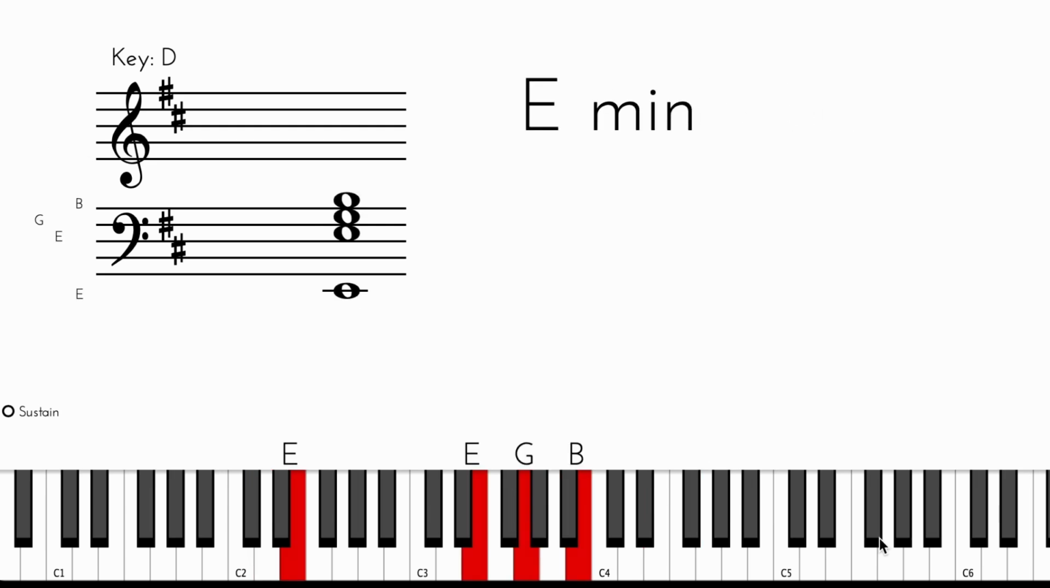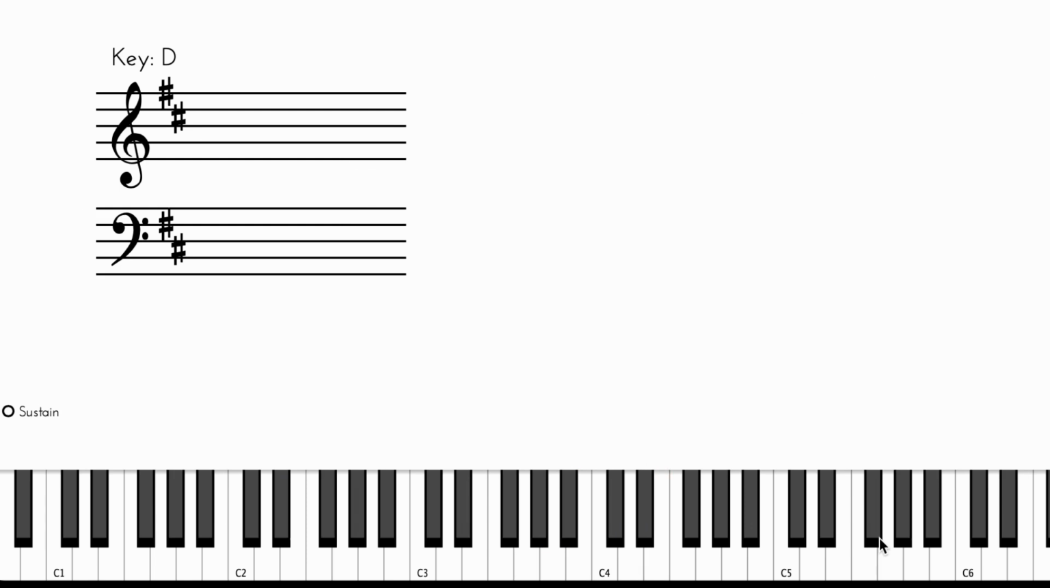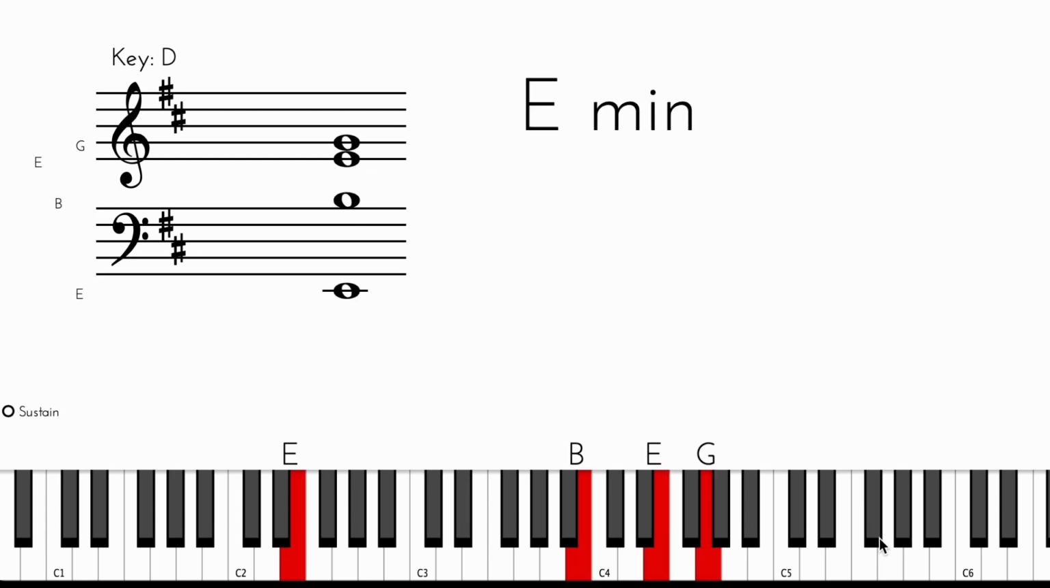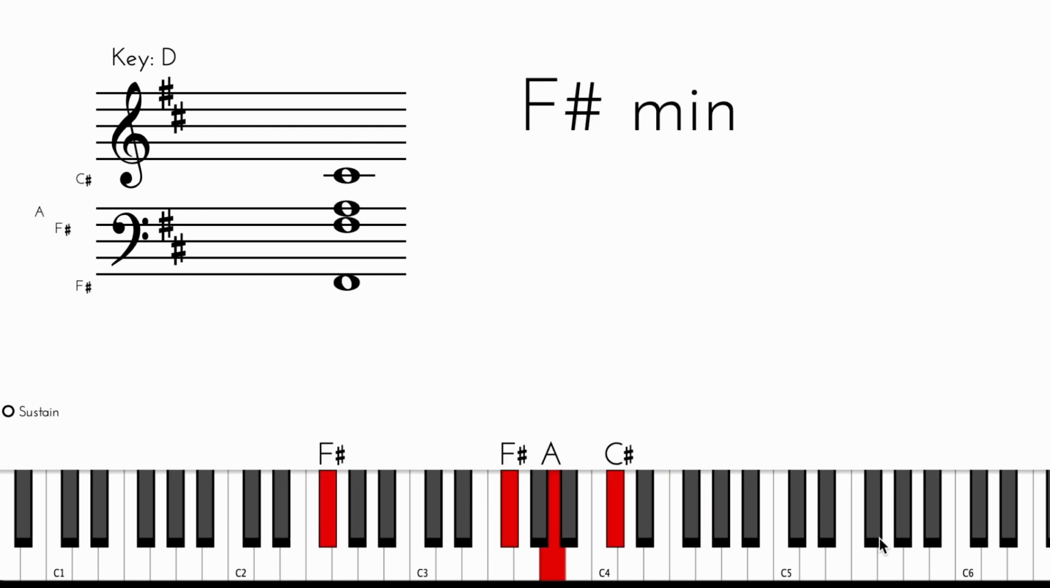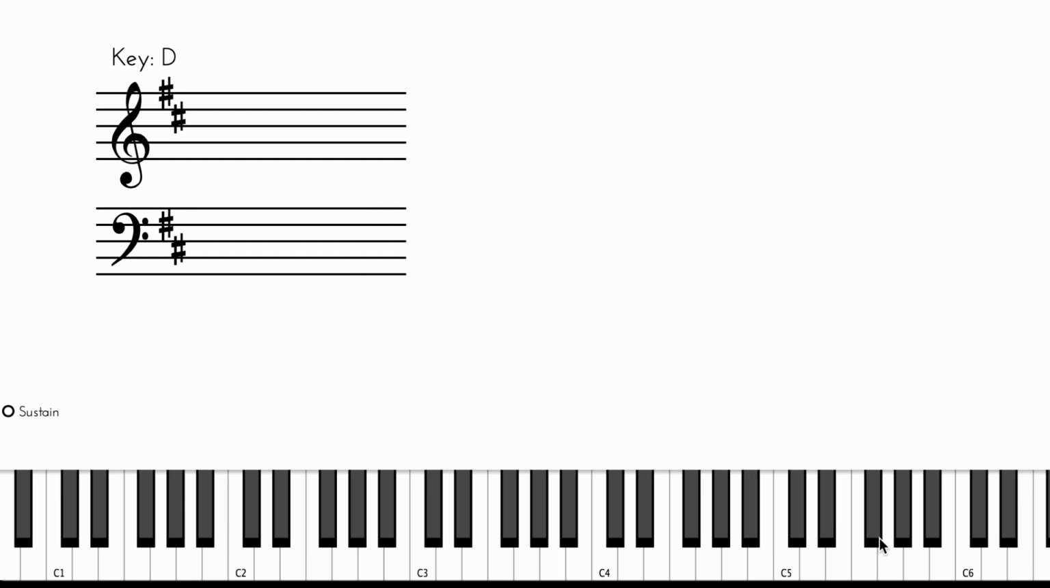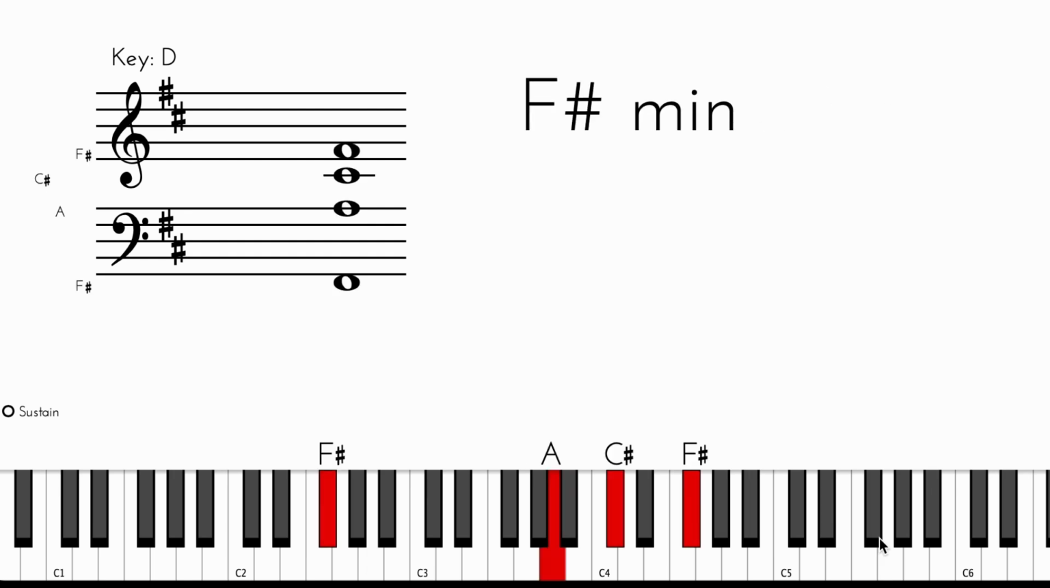Root chord, we're on 2. First inversion. Second inversion. Moving along, going to 3. Root chord, we are on 3. This is your note. And then this is your first inversion. This is your second inversion.